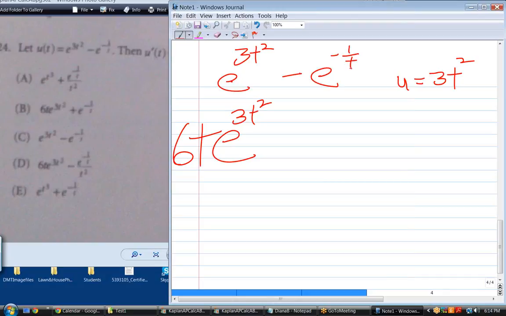Or, let's write that as minus t to the minus 1. Only because it'll make it easier to take the derivative of it if I use a fractional exponent rather than having to use the quotient rule or anything. So what would u here be? Negative t to the negative 1.